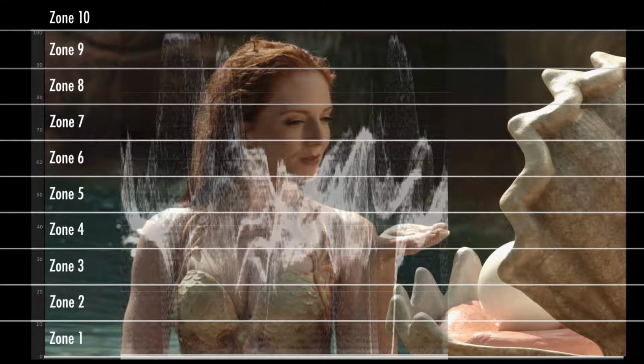I show these clips as examples to demonstrate that the zone system is a good reference for general guidelines for contrast, but there will be some variation based on the time of day, mood of the scene, and lighting choices.